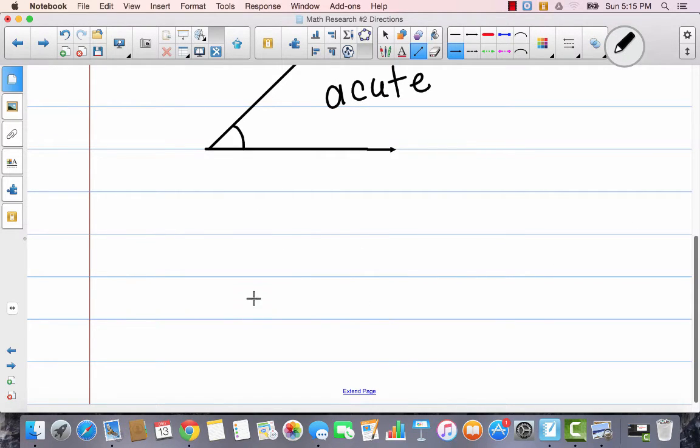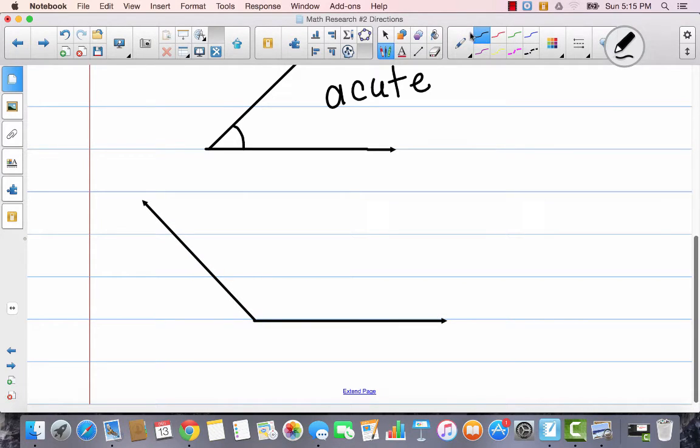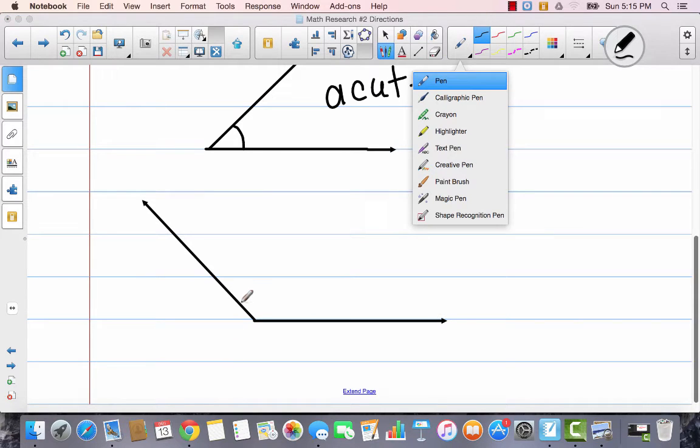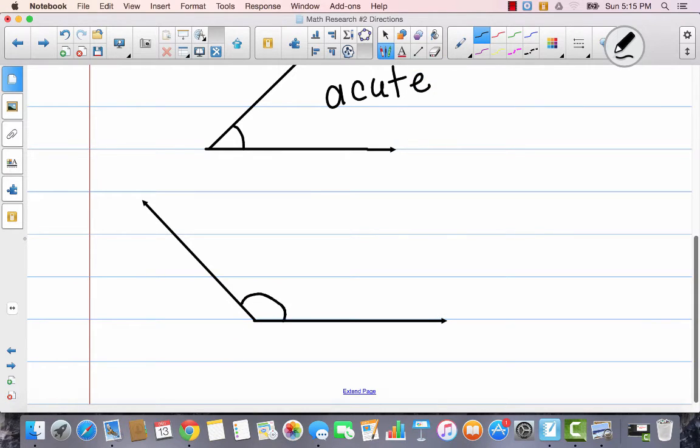Let's extend the page. And this one we're going to draw greater than a right angle. And then I want you to draw an arc inside the angle to show which way it opens. And if an angle is greater than a right angle, we call it an obtuse angle. So we're putting this inside your math journal just so that you will have a reference. If you ever forget which is which, you can always come back and look in your math journal.